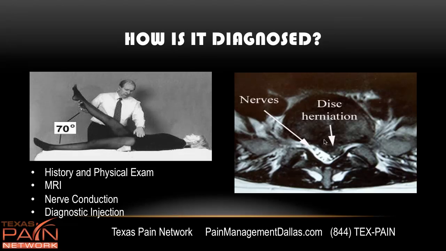And then an MRI, such as you see here, where you have a disc here and a disc herniation, a very large one, if that correlates with the patient's symptoms, then that's very specific. A nerve conduction may be necessary to order. And then if all of that is really unclear, a diagnostic injection around that nerve root may help.